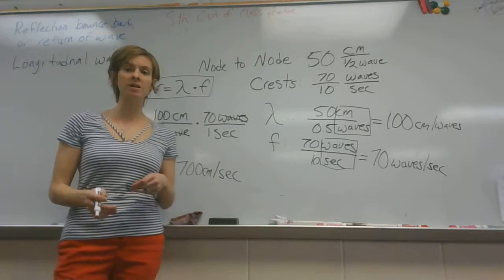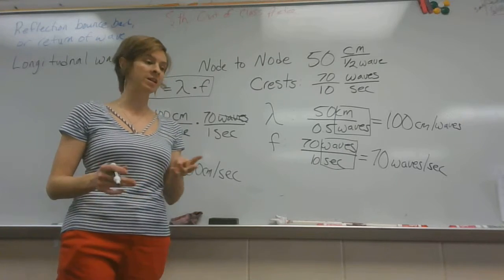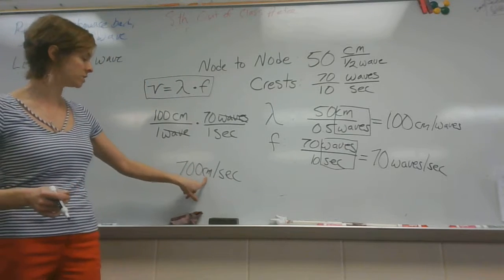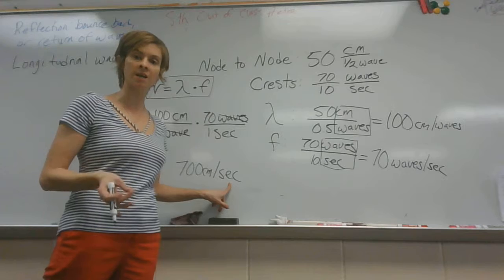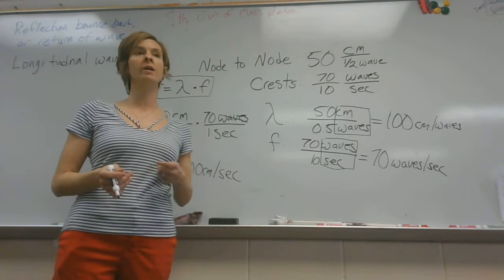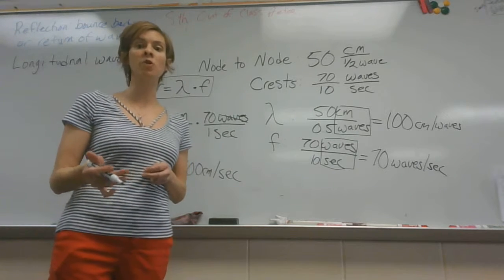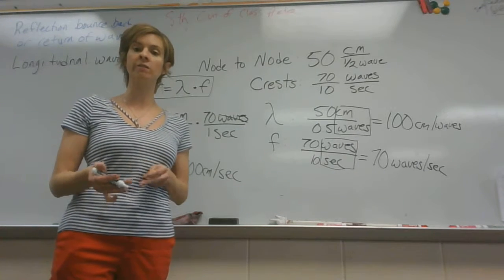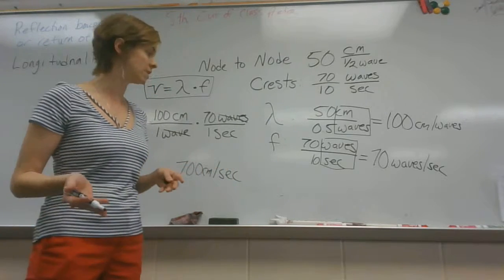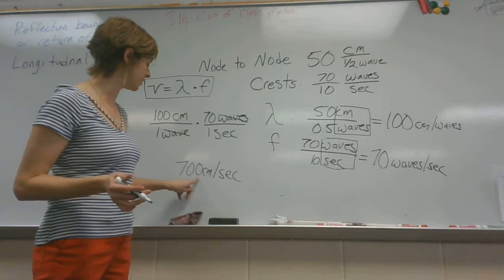Now that probably sounds a lot like speed, right? You cover a distance in a certain amount of time. The distance is in centimeters, and you do that per 1 second. Okay, it's a lot like miles per hour, or like 100 meters in 14 seconds, which will give you your speed for the 100-meter dash if you're that fast. So here we end up with 7,000 centimeters per second.